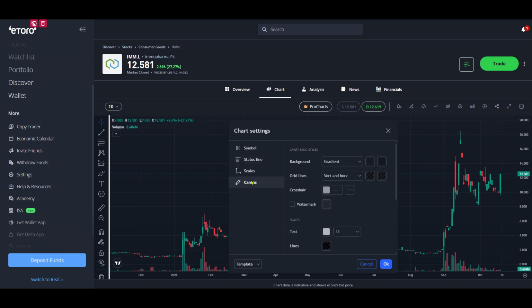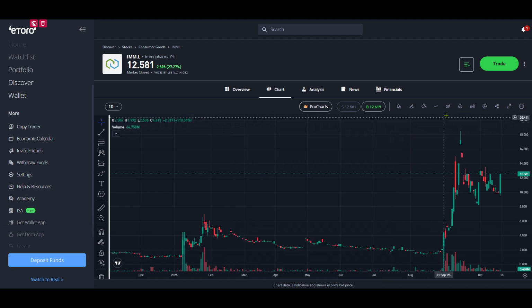With these steps, you're well on your way to making informed and strategic trades on Etoro.